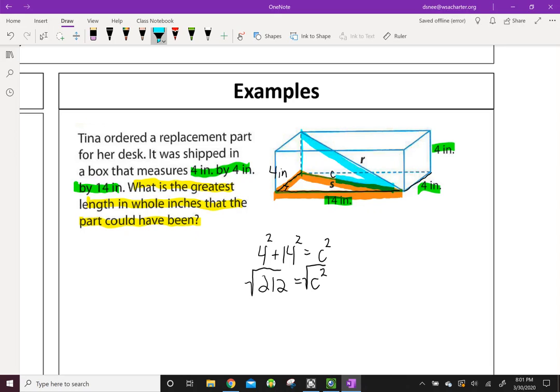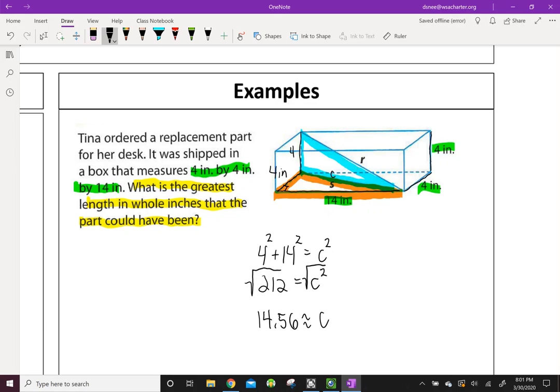One of my legs is going to be the old C. The old C is becoming an A or a B. So I need to square whatever that is. So I can take the square root of 212, and that's going to be 14.56 approximately. Taking a step back here, 14.56 is approximately C.